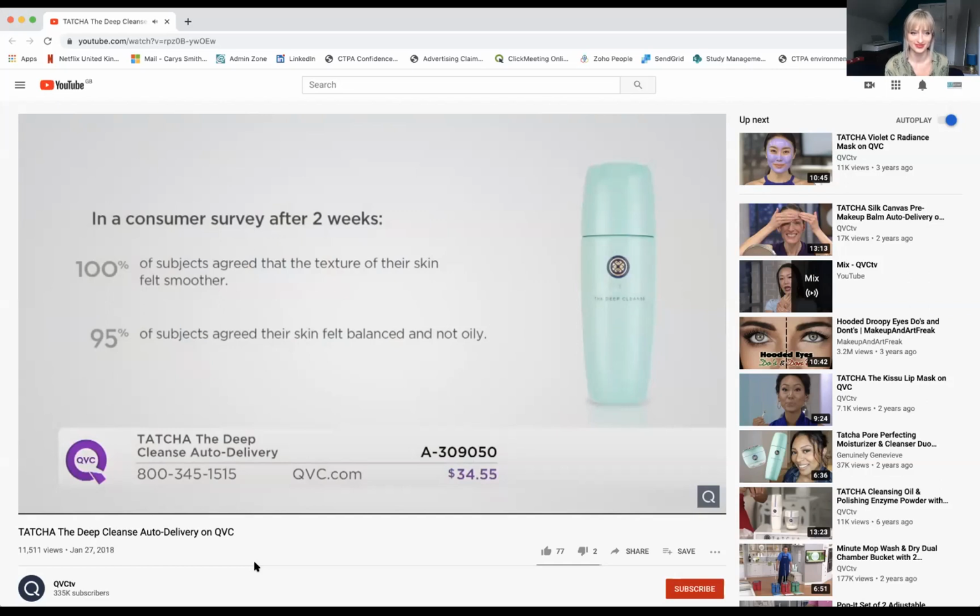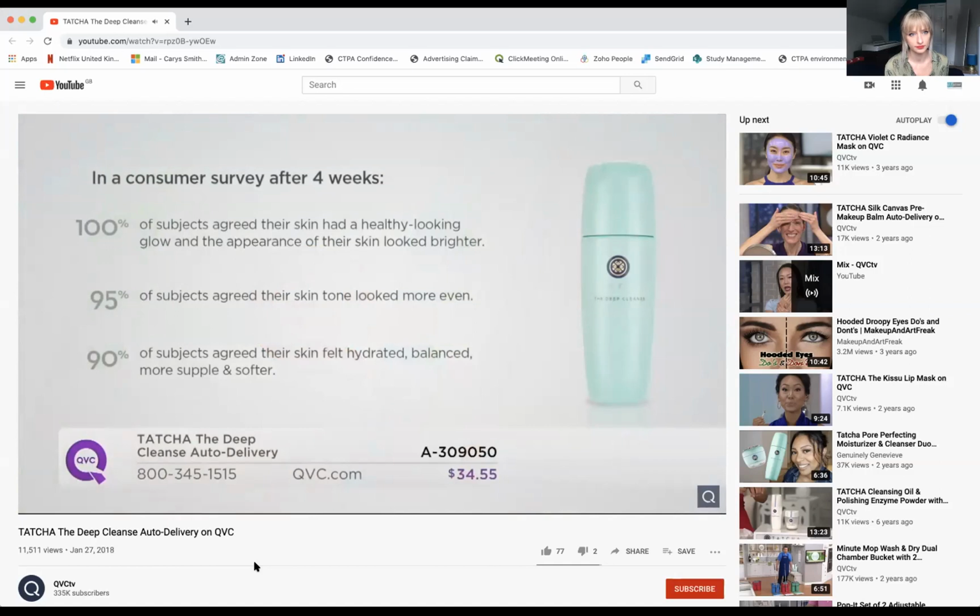95% said it's balanced and not oily. But again, whether you have oily skin or dry skin or combo skin, this is going to be great. After 4 weeks, every single woman said that their skin had a healthy glow and that the appearance of their skin was brighter.